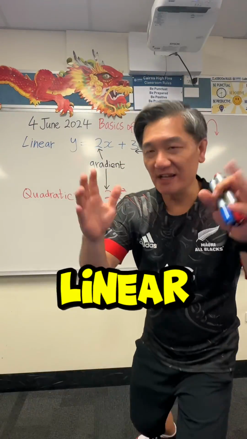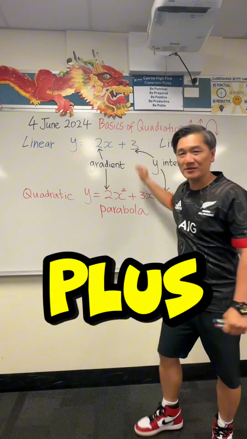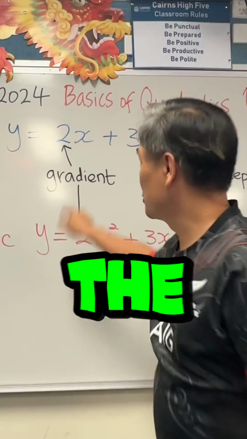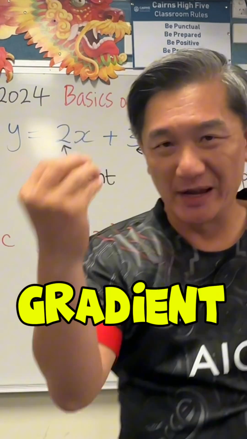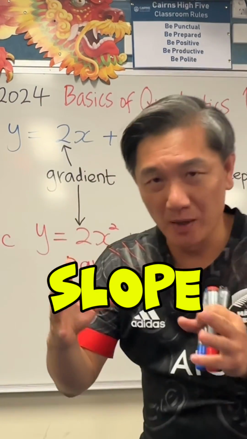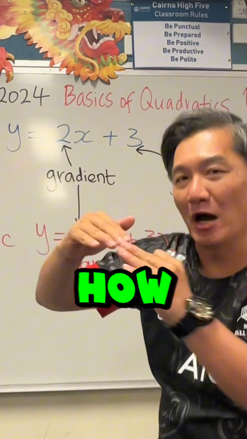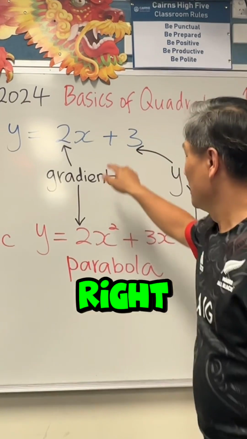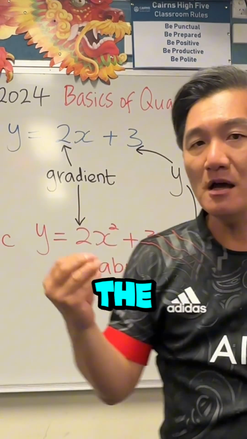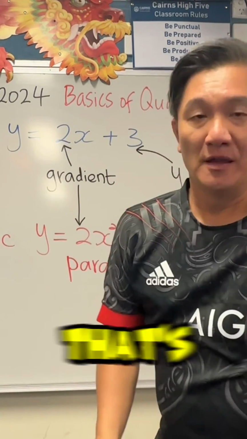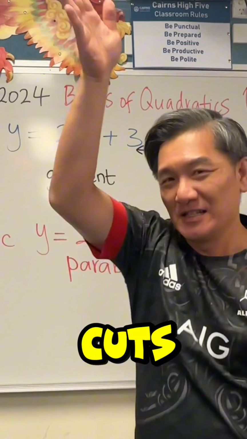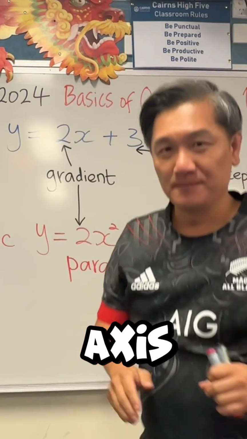When we look at a linear equation, y is 2x plus 3, we know that the 2 represents the gradient, the slope, how the slope looks like, how steep it is, alright? This plus 3 represents the y-intercept. That's where the line cuts the y-axis, okay?